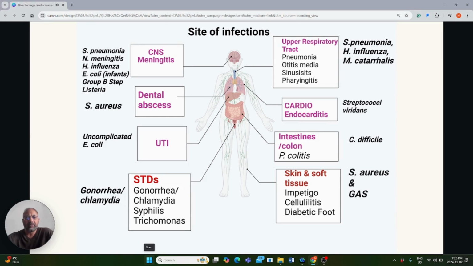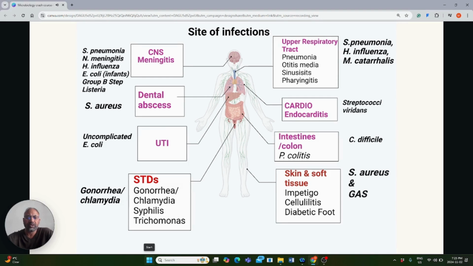Then we also have infections of the heart, which is called endocarditis. And the most important organism responsible for endocarditis is Streptococcus viridans. You need to remember this very important organism which is responsible for endocarditis, which is the Strep viridans. Then we have the dental abscesses, which are most commonly caused by Staphylococcus aureus. So Staphylococcus aureus you can remember for all skin and mucosal infections.